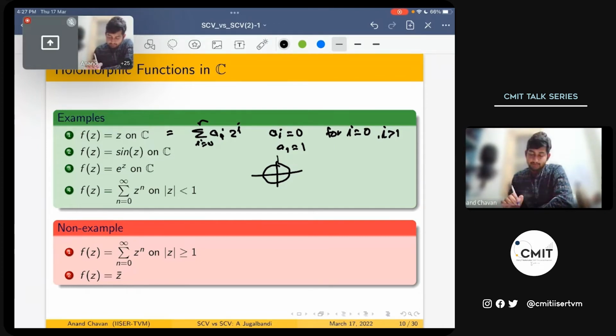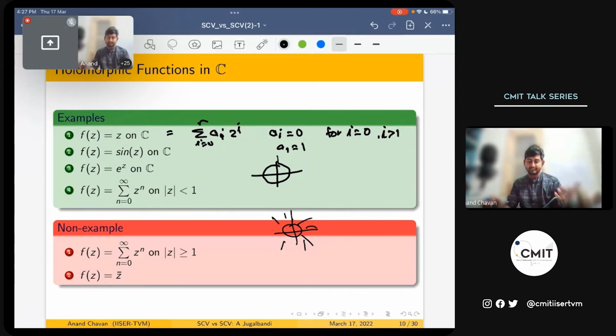Because if you consider a point on the unit circle, and sum that series, it will be unbounded. So for a holomorphic function, the series should be convergent on the set we are defining. Now, let's see a non-example of a holomorphic function. Let's consider the same function, f of z equal to summation n equal to 0 to infinity z^n. Now the domain is outside the unit disk. So we are considering all the points outside the unit disk. On these points, the series is divergent, in the sense that it will not converge.